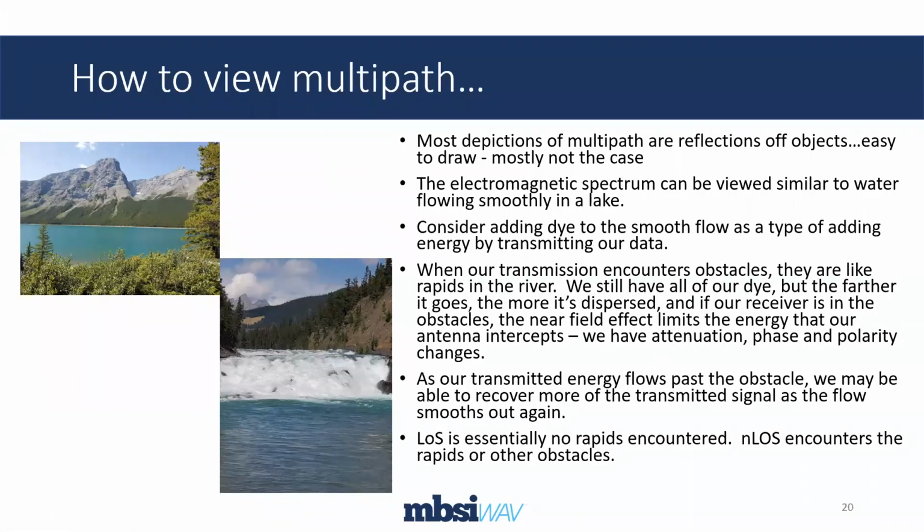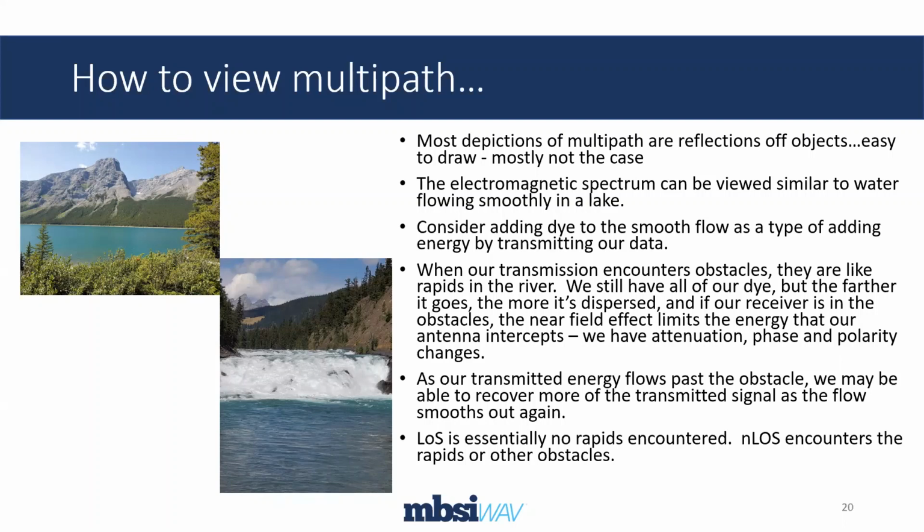and if we had an antenna that was in the middle of all of that chaos over the waterfall, much less of the water would actually hit the antenna, or much less of the dye would actually be intercepted by the antenna than it would be if we were in this clear flowing water in our lake or a river. So if we look at multipath that way, there's some characteristics of it that are obvious. The closer our receiving antenna is to the obstacle that's causing the multipath, the more attenuation we have.